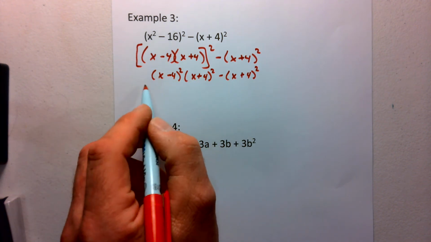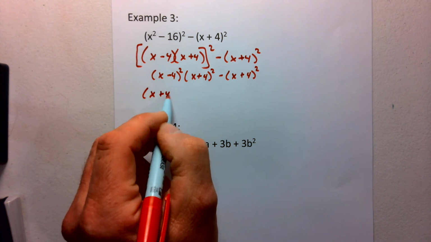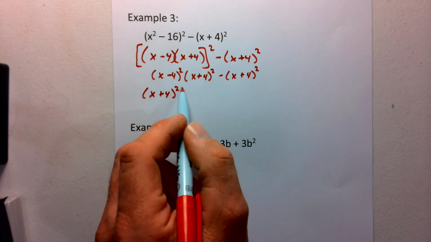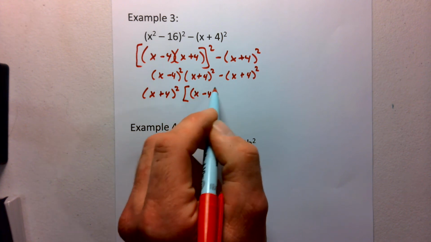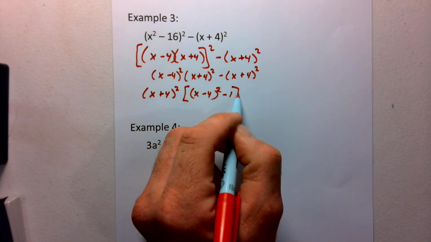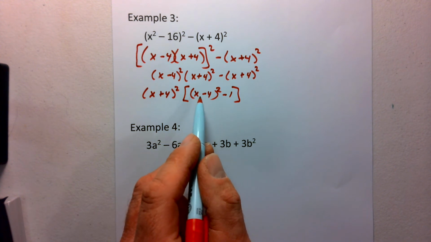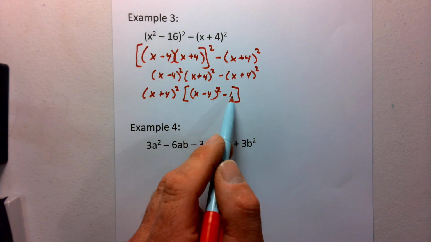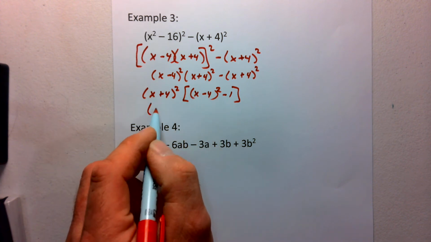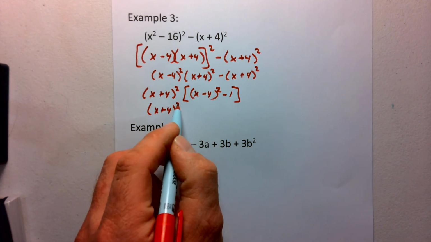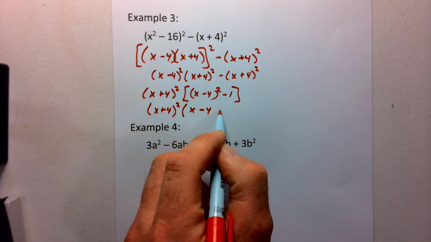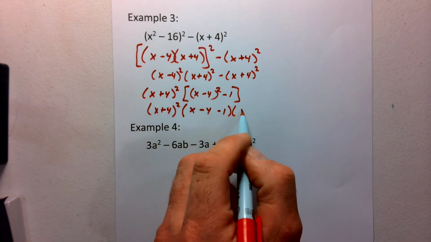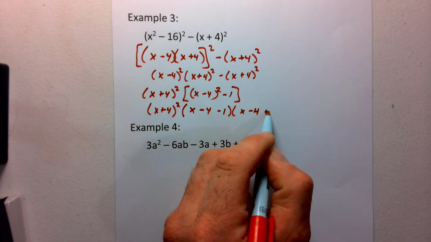If I look at my common terms, I have x plus 4 in common. So I get x plus 4 squared times x minus 4 squared minus 1. And x minus 4 squared minus 1, oh, well, think about that. That's a difference of squares as well. So I get x plus 4 squared times x minus 4 minus 1 and x minus 4 plus 1.